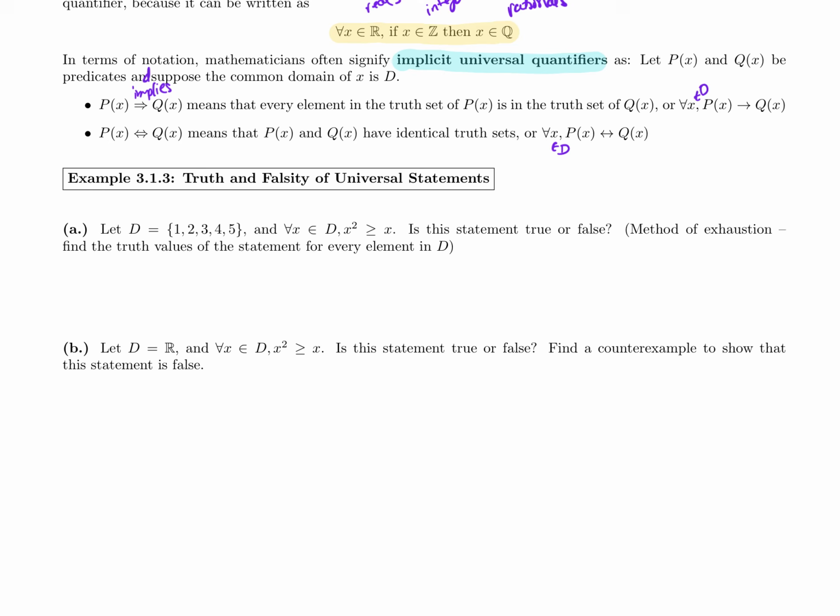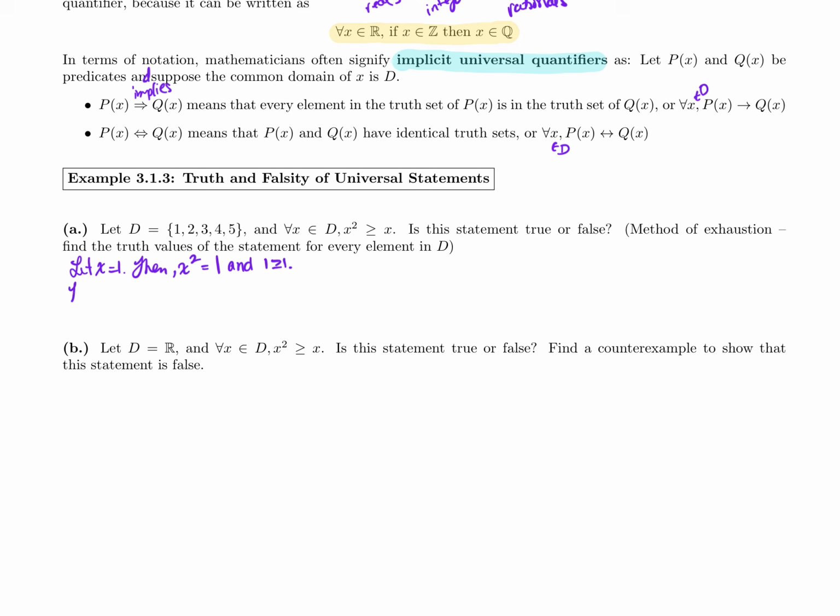So let's try it. Let x equal 1. Then we're claiming that 1 is in our domain, which is true. And then, x squared is greater than or equal to x. So what is x squared? Well, x squared would be 1 squared, which is 1. Is 1 greater than or equal to 1, which is x? And the answer is yes. So we would say x squared equals 1, and 1 is greater than or equal to 1. So this is true.